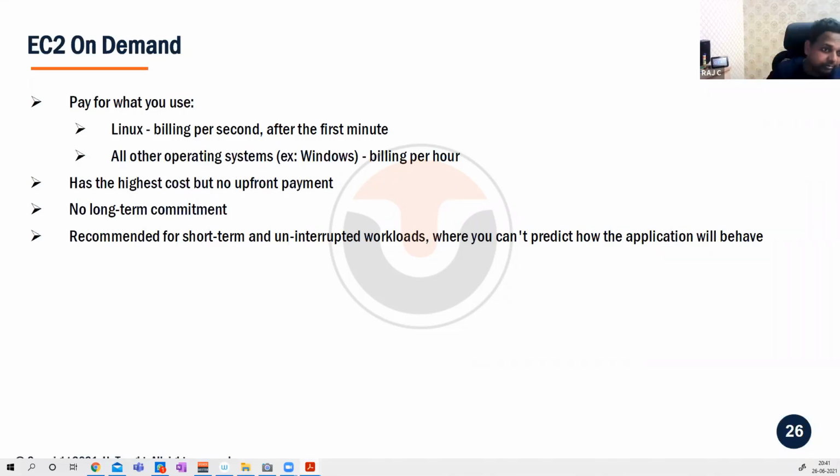It's pay as you go, right? No long-term commitment. If you don't like the machine, you can just terminate at any time, right?